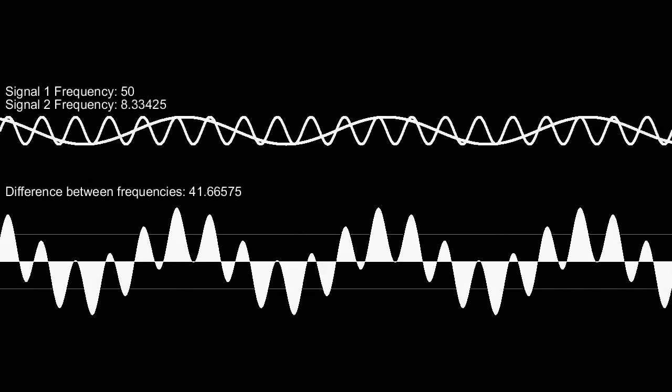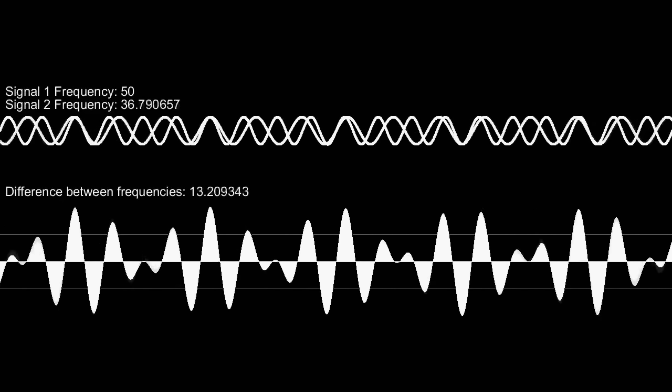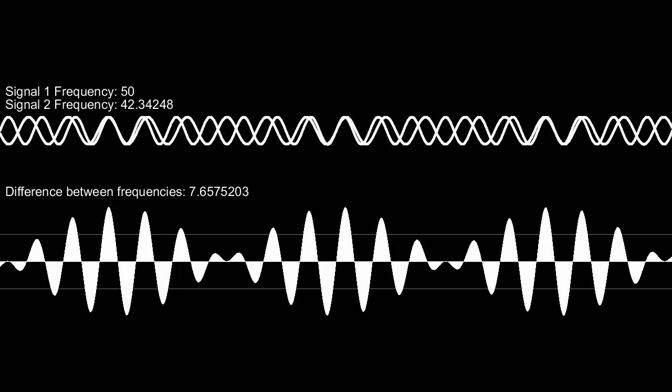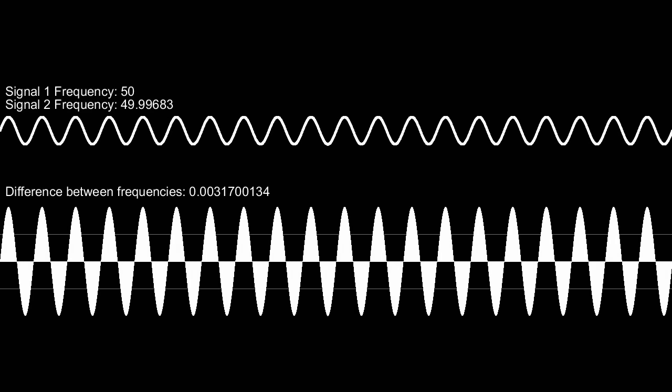As I start the simulation, you'll see the frequency of signal 2 starts to increase. As it approaches the frequency of signal 1, you'll see that these lumps start to appear. These are the changes in volume we hear when two audio signals approach the same frequency. Eventually, when both signals are the same frequency, we find that they add completely, causing the output signal to have twice the amplitude of the original signal.